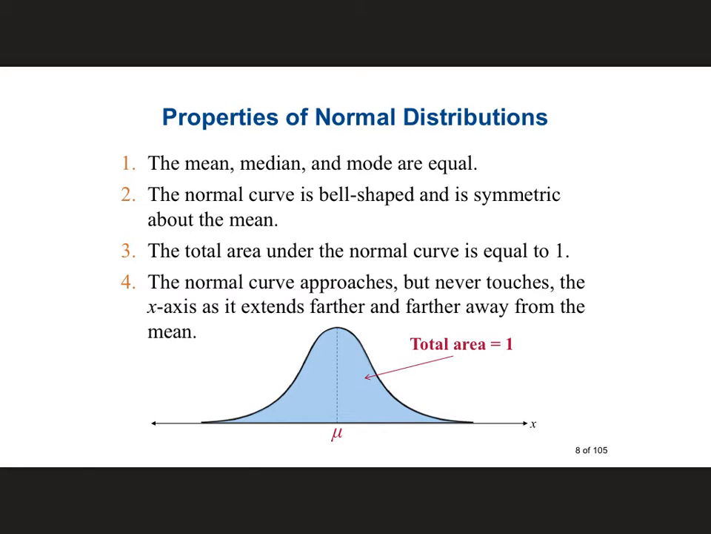The normal curve approaches but never touches the x-axis as it extends further and further away from the mean. What that means is these tails here never actually touch the x-axis. They just get closer and closer and closer.